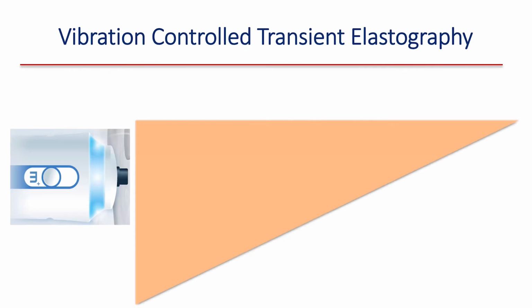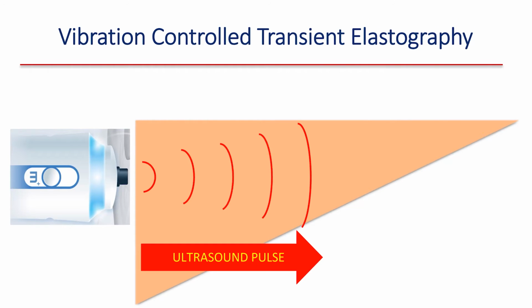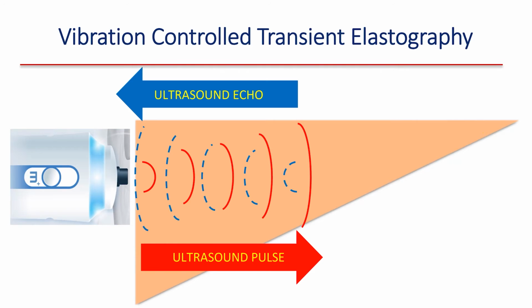There's a lot of published data now on vibration-controlled transient elastography. So I want to spend a little bit of time really understanding what it is and how we use it. Vibration-controlled transient elastography uses a probe that creates a shear wave. This wave then travels through the liver, and it uses an echo pulse to measure the speed of the wave.